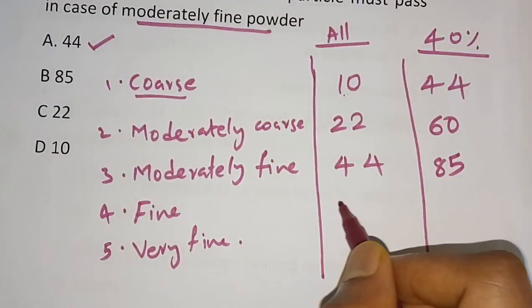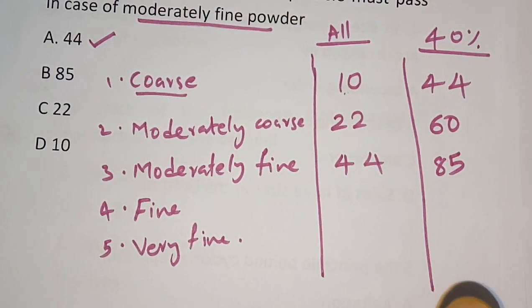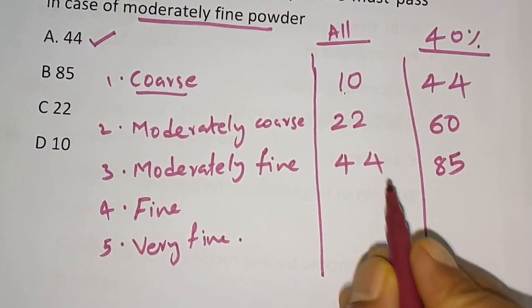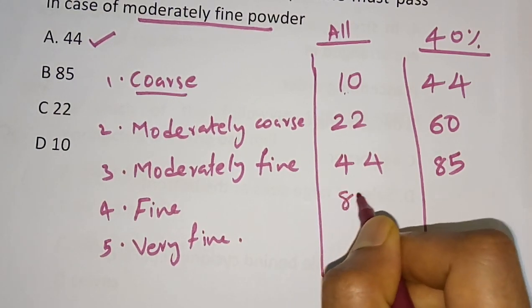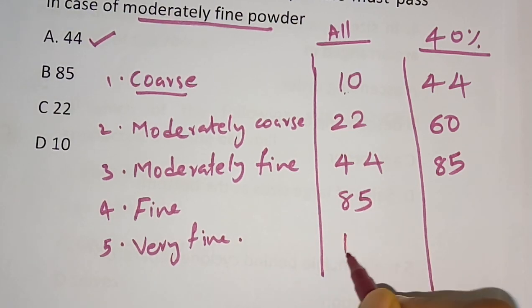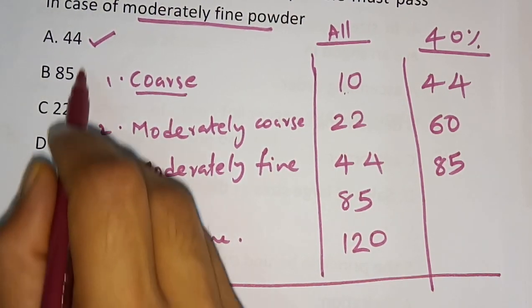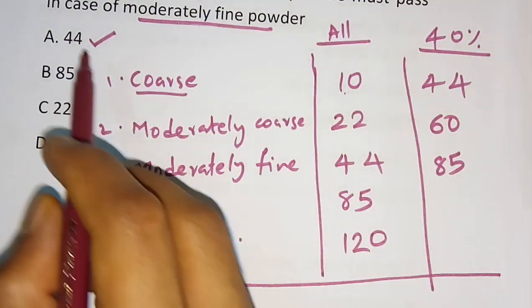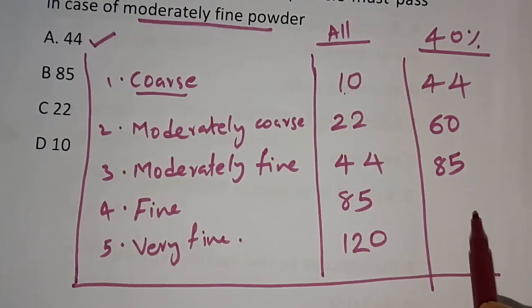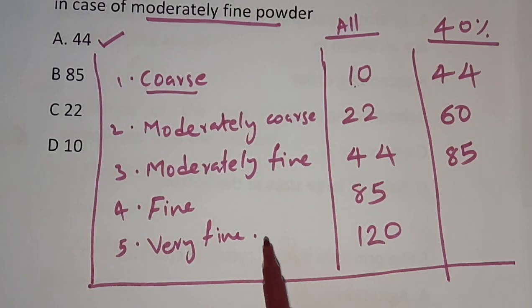In case of fine, there is no upper limit, that means there is no 40%. All should pass through sieve number 85. And in case of very fine, all the particles should move through sieve number 120. This is very important. Almost all question papers have this question, so you have to study this very well.